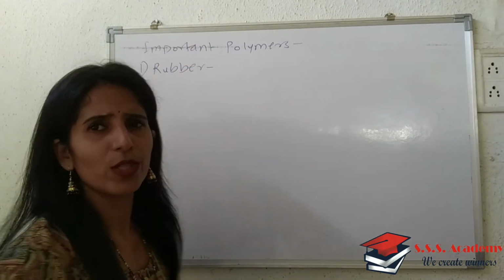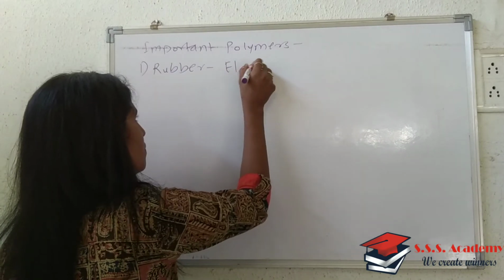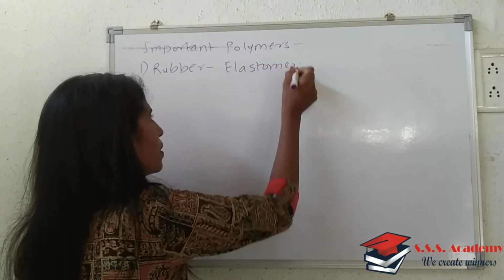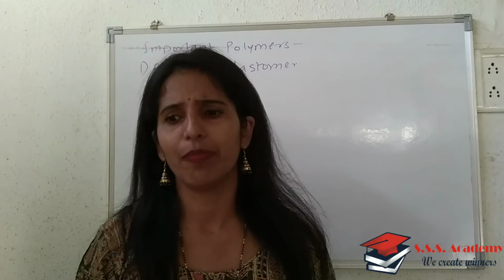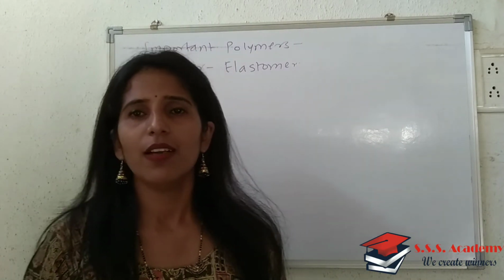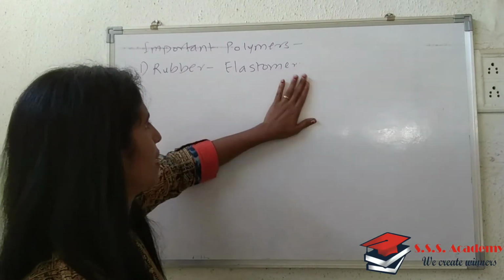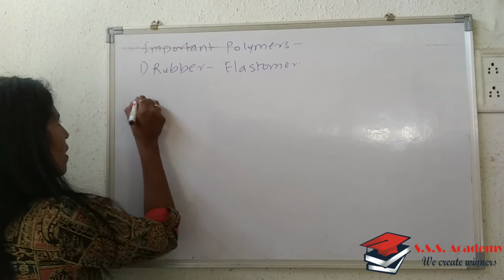So rubber, as we know, is commonly called an elastomer. That elastomer may be balloons, it may be gloves, it may be tires, anything. Whatever the common examples of rubber are, they are included in elastomer. Okay, so first we will start with natural rubber.